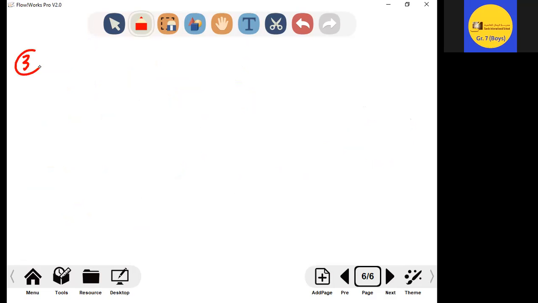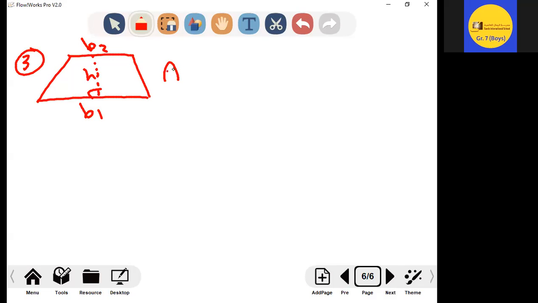Part 3, we have what? This. And we call it trapezoid. It has base 1, base 2, and height. How many dimensions? No, 2 dimensions. Base and height, right? So here, A equals half, parentheses, base 1 plus base 2 inside the parentheses, multiply height.